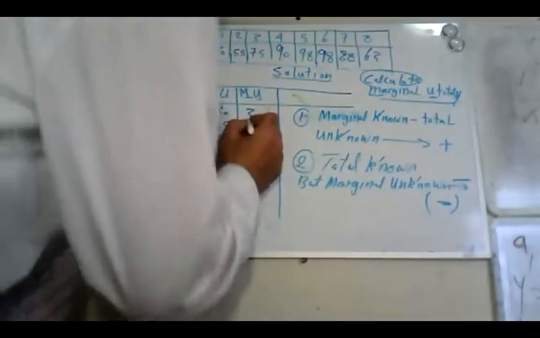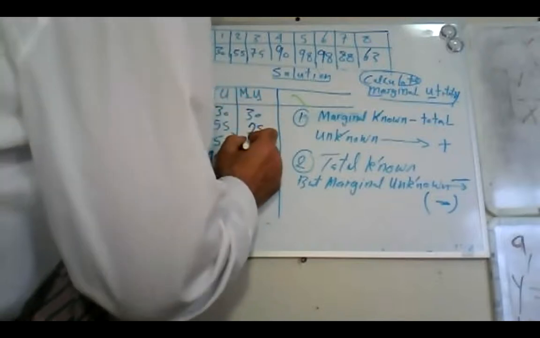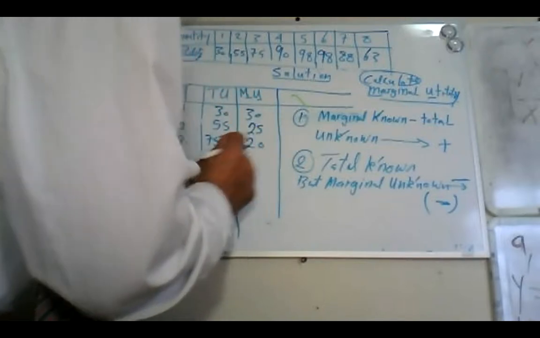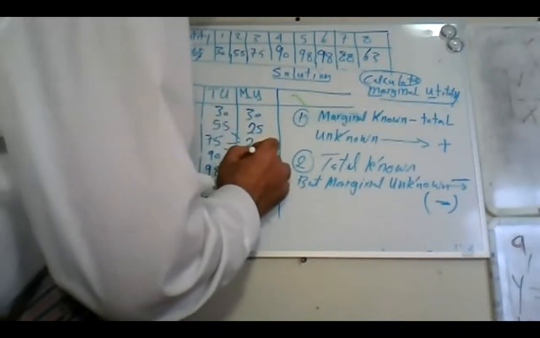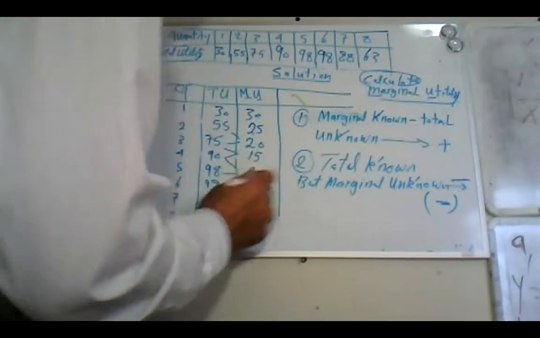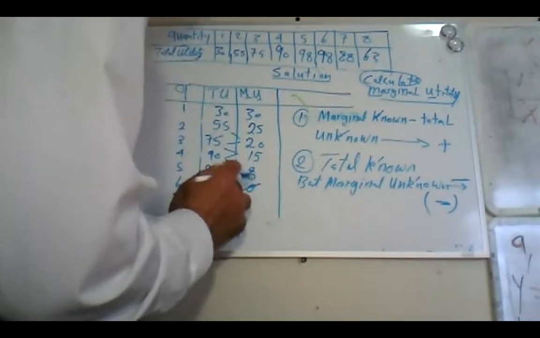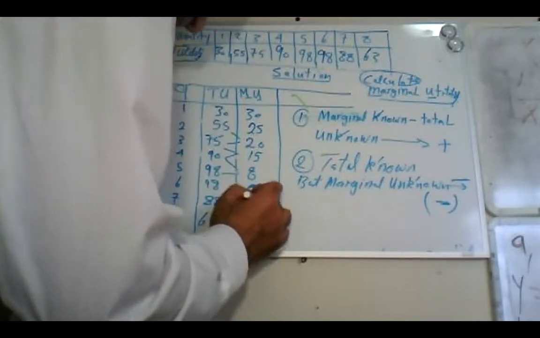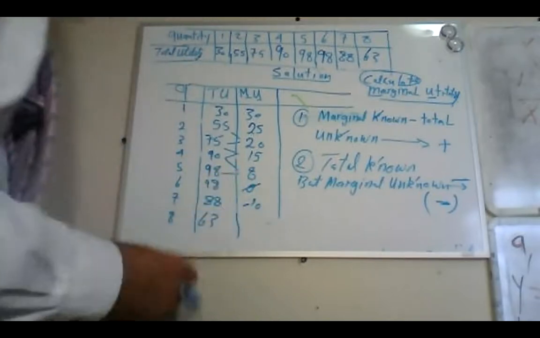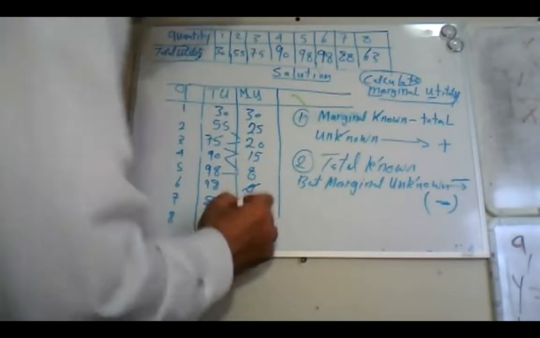55 minus 30, that will give me 25. 75 minus 55, that will give me 20. 90 minus 75 will give me 15. 98 minus 90, that will give me 8. 98 minus 98 will give me 0. 88 minus 98 will give me minus 10. 63 minus 88 will give me minus 25.